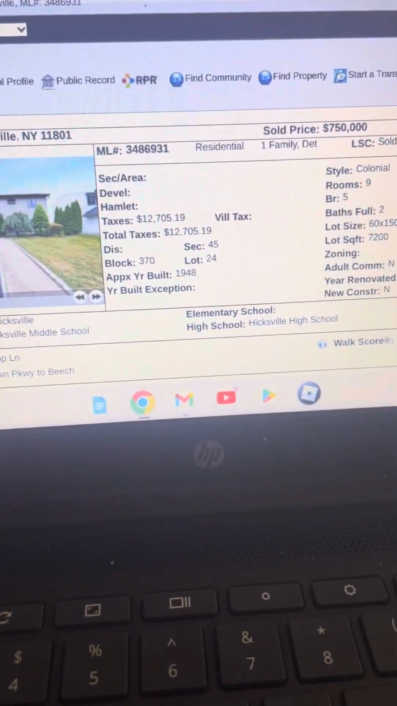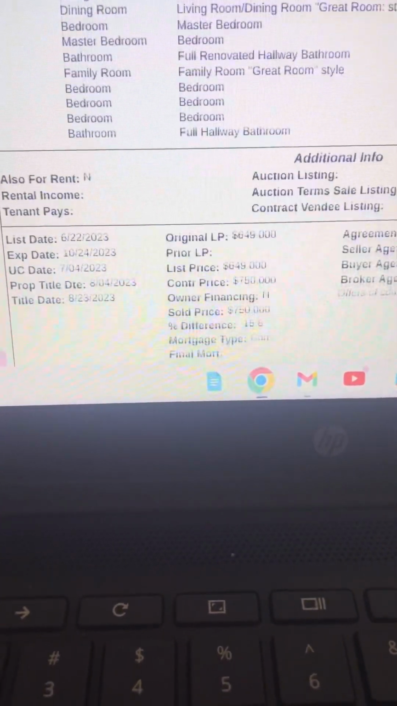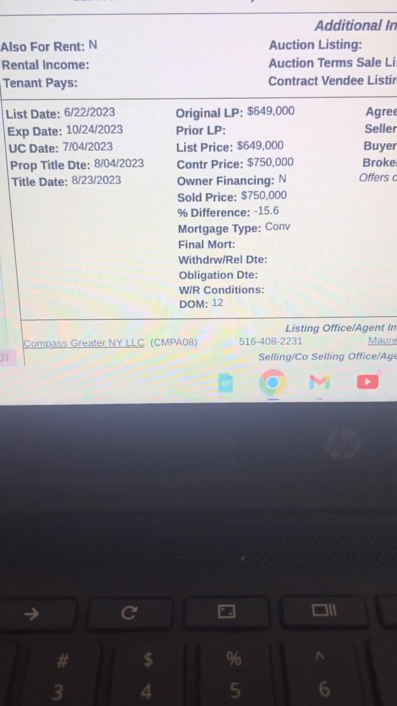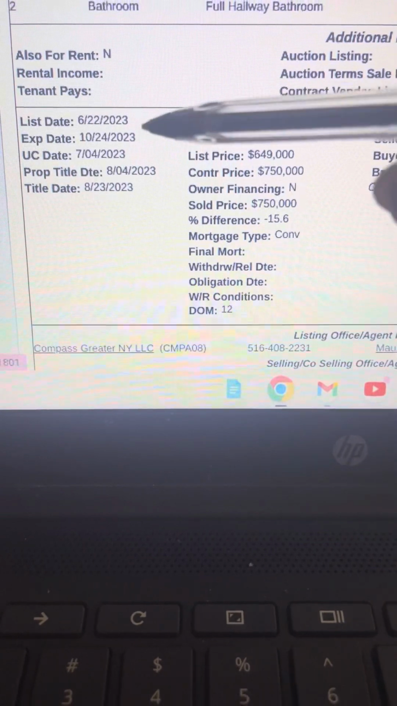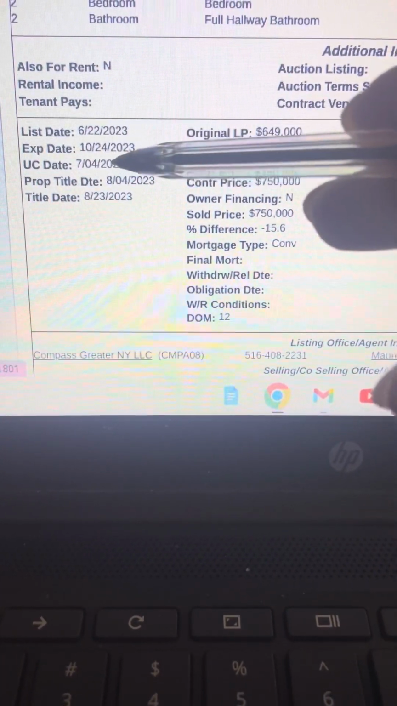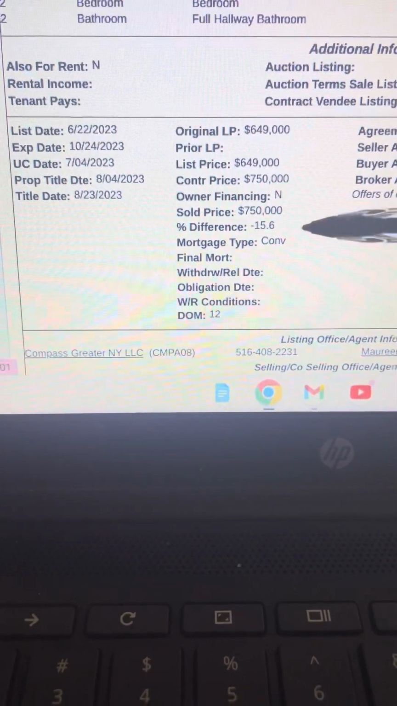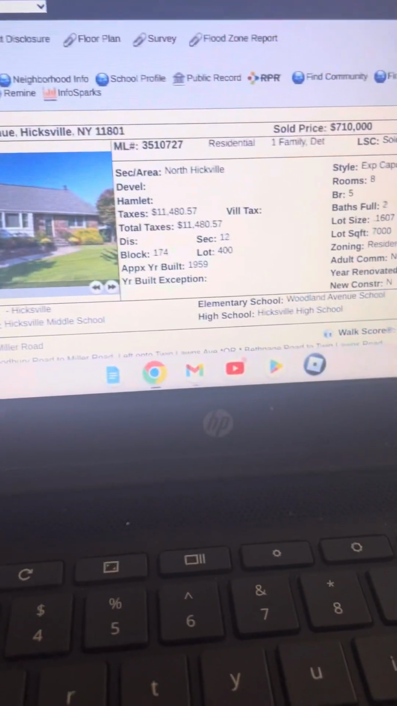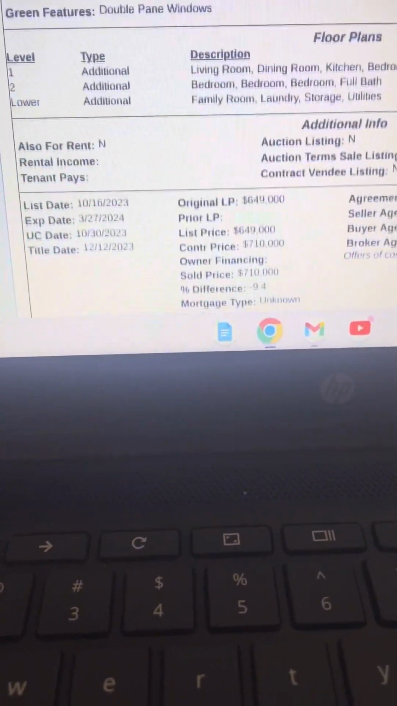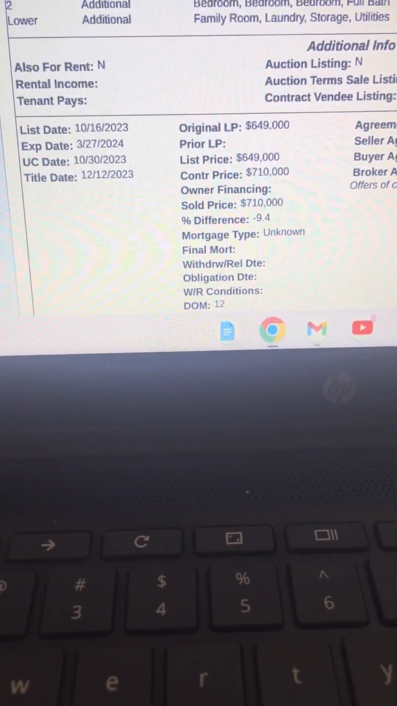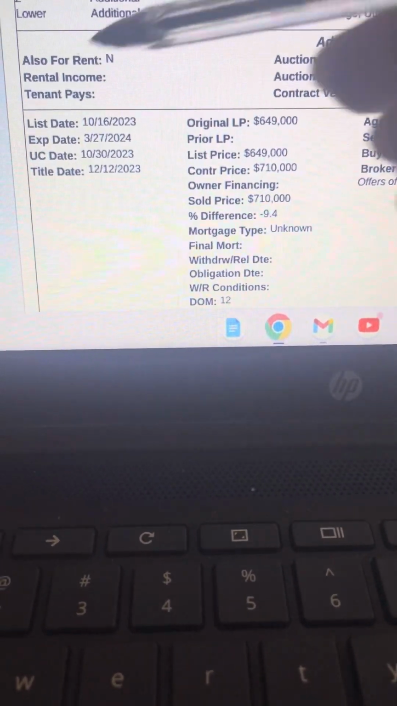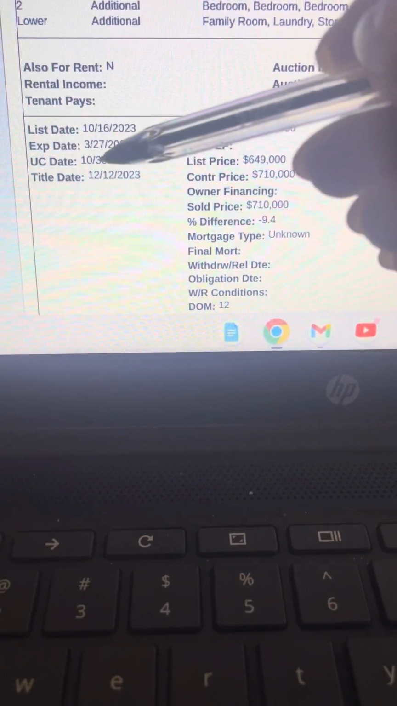This house sold for $750, listed at $649, sold at $750, and you'll see here listed at $622, under contract in a week. Percent difference 15.6. This house sold for $710, listed at $649, sold at $710. Percent difference 9.4. Listed on 10/16, under contract in a week.